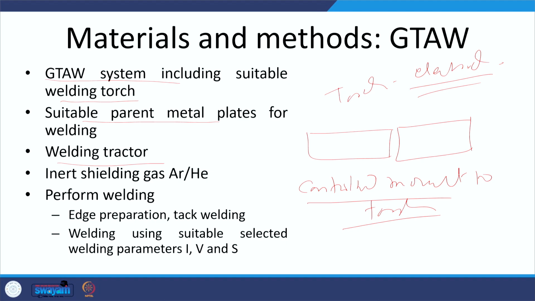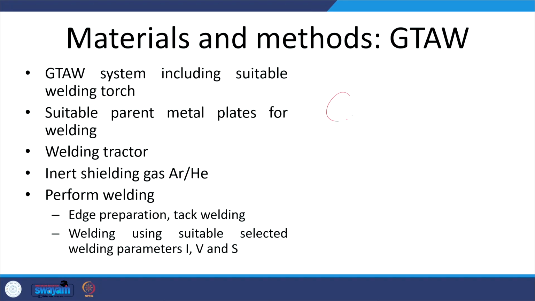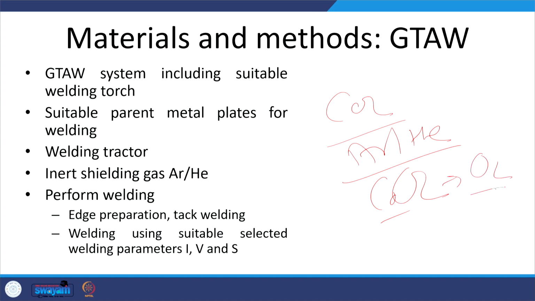We also need the inert gases, not inactive gases like CO2, but argon and helium. If CO2 is used, it will produce oxygen, and oxygen will damage the tungsten electrode. So invariably we use inert gases like argon and helium.